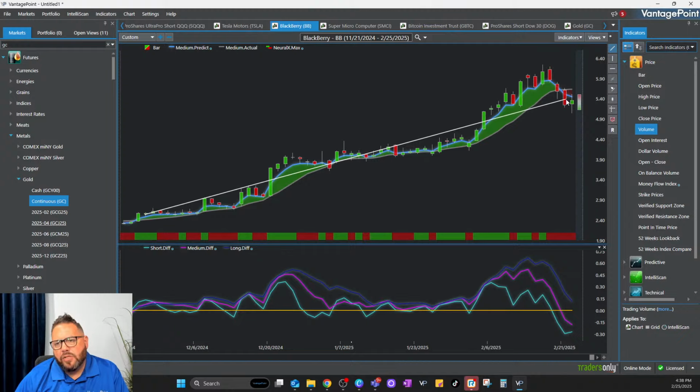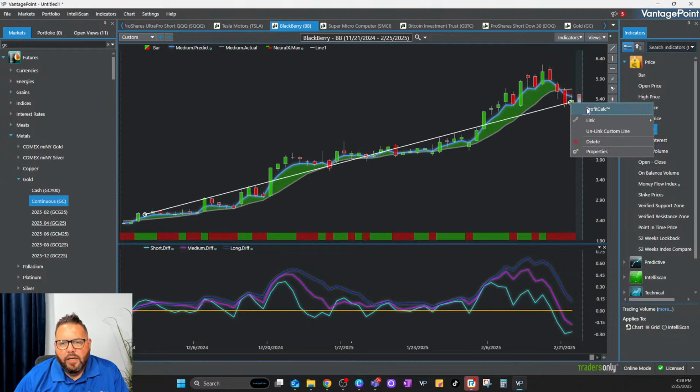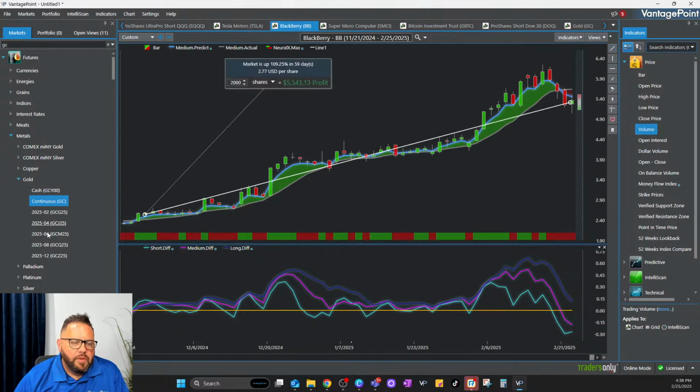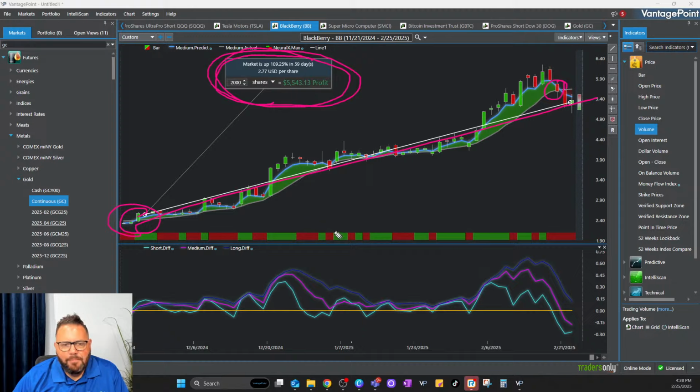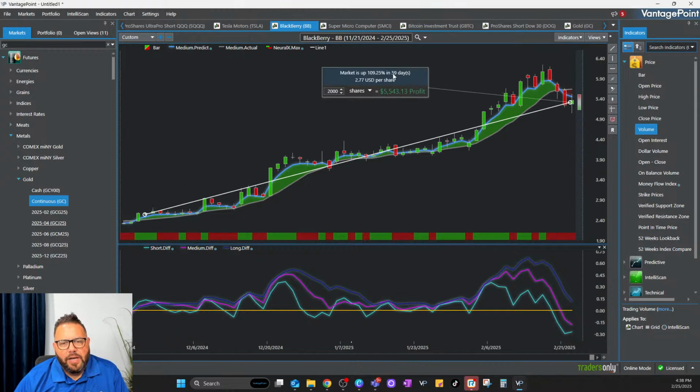BlackBerry had a monster trend to the upside. Let's see. Oof. From the time that VantagePoint indicated BlackBerry was expected to go up to the time that it indicated BlackBerry was expected to go down, that's a 100% gain on the underlying asset on a stock that was $2 or $3 a share. Okay? So when you stop and think about that, it's like, wow. The underlying asset moved 100%. What would a call option have done? But that's neither here nor there.